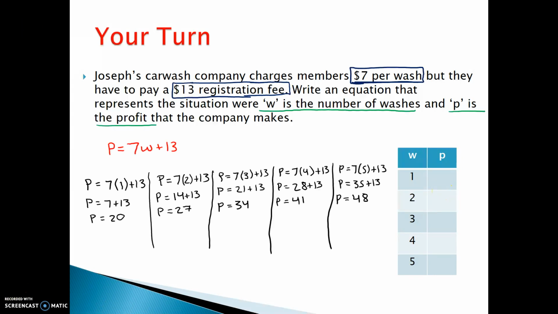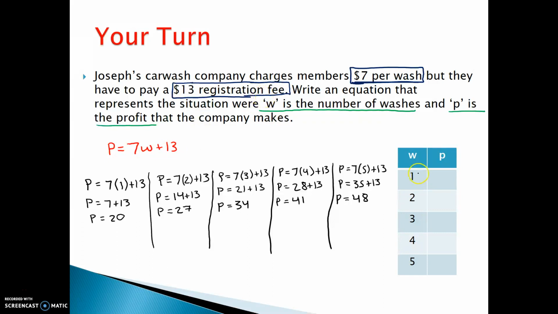All right, guys, so here's the equation I came up with. So again, Joseph's Car Wash Company charges $7 per wash, and you have to pay a $13 registration fee. So it says write an equation that represents the situation where W is the number of washes and P is the profit. So again, I said, hey, my profit, or how much money they're making, is going to equal $7 per wash. And again, they asked me to use W, so I want to make sure I use their variable, plus the $13 to register with them.